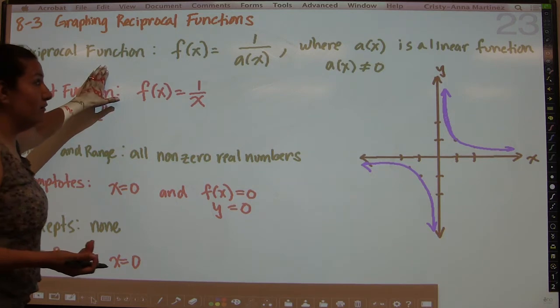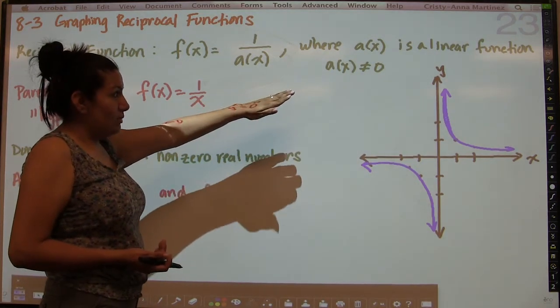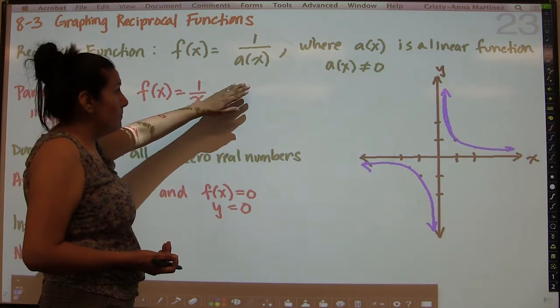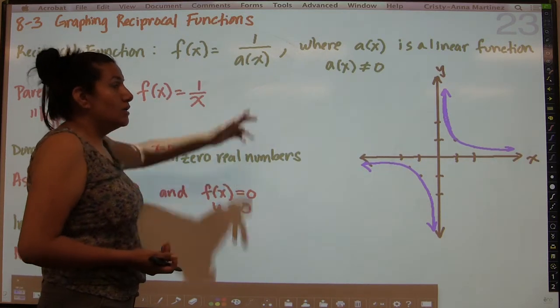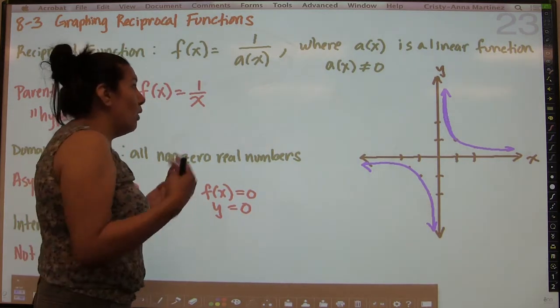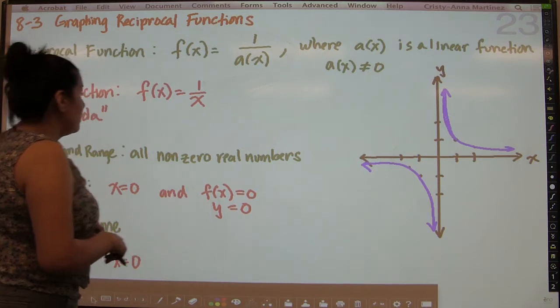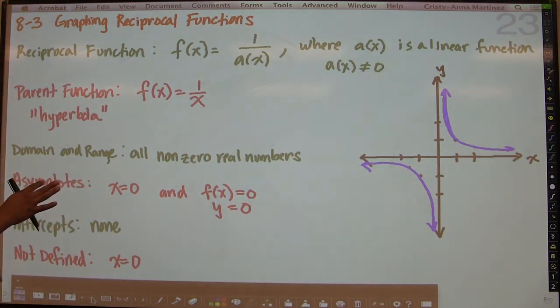So we take a linear function, and so it says here where a of x is a linear function, a of x cannot equal 0. That's because you can't divide by 0. But you take any linear function and you basically reciprocate it. So something like y equals mx plus b, for example, would become 1 over mx plus b. And so what I want to have for you here are some basic characteristics of a reciprocal function.